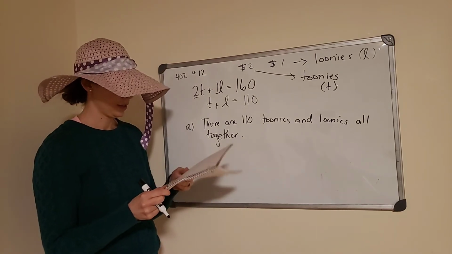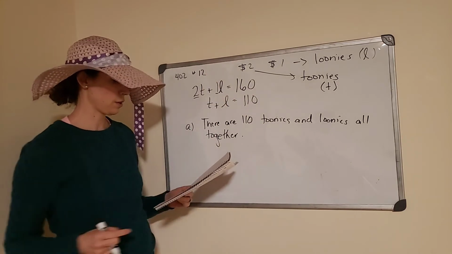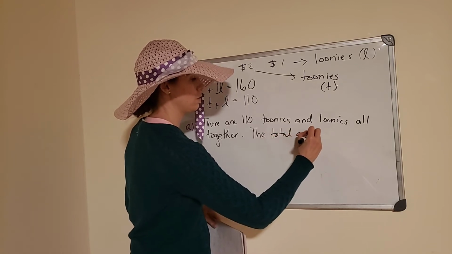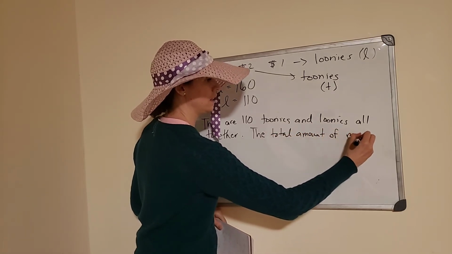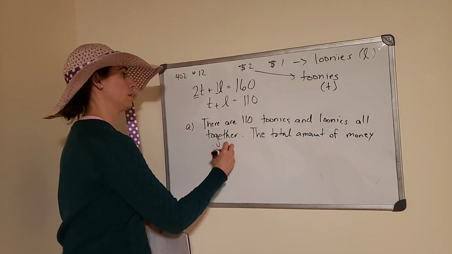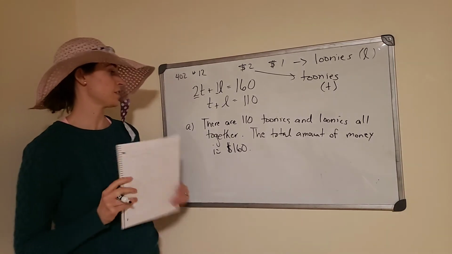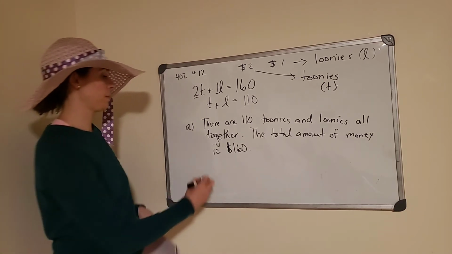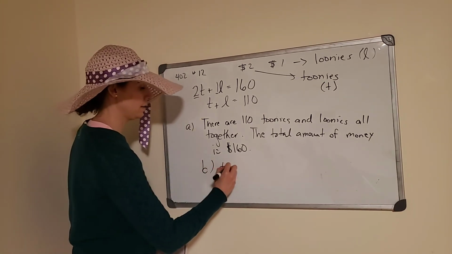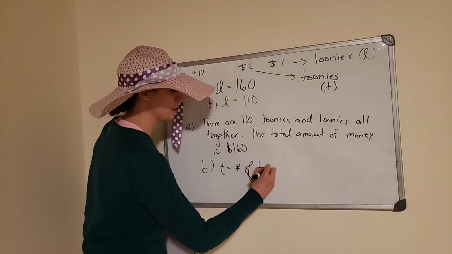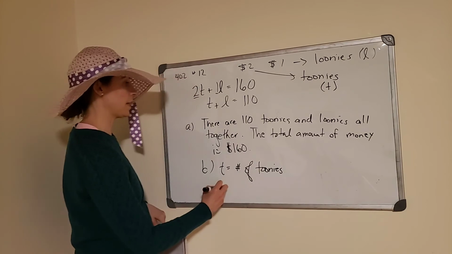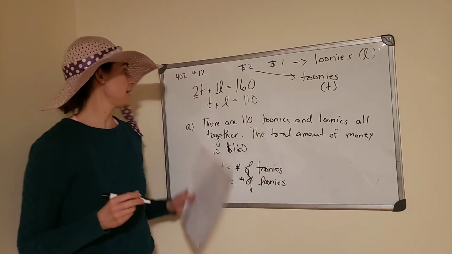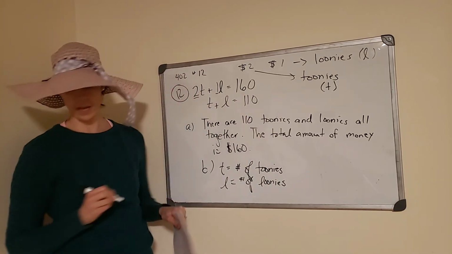What did I write down here? Someone has 110 coins, including toonies and loonies. The total amount of money is $160. Okay, it doesn't ask us to solve, it just wanted that. All right, and then B, I already kind of talked about this. What does each variable represent? Okay, T, we said, equals the number of toonies. We know toonies are $2, and L equals the number of loonies. All right, so that is number 12, on the same page.